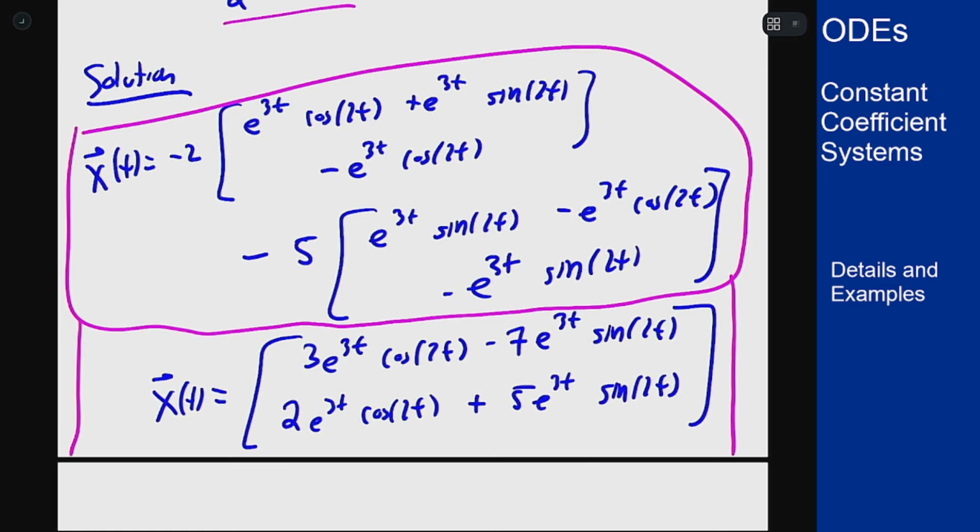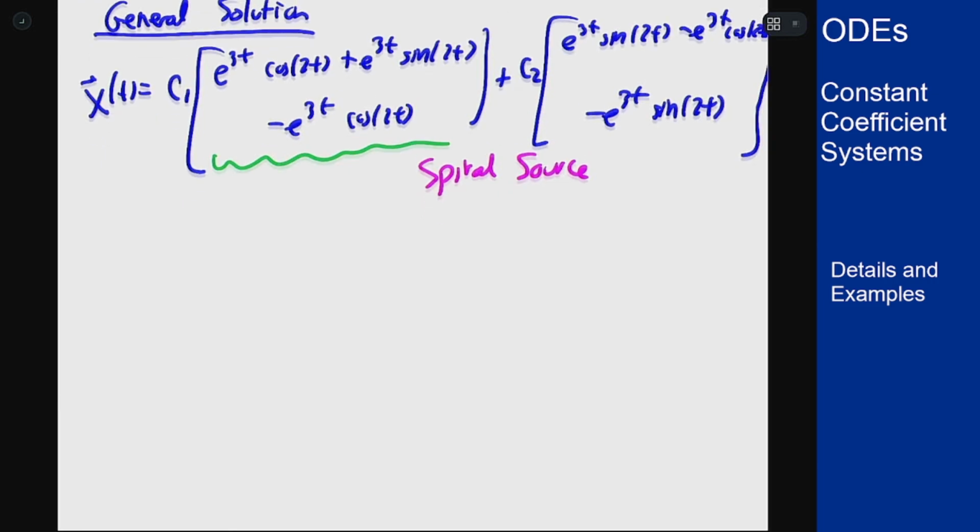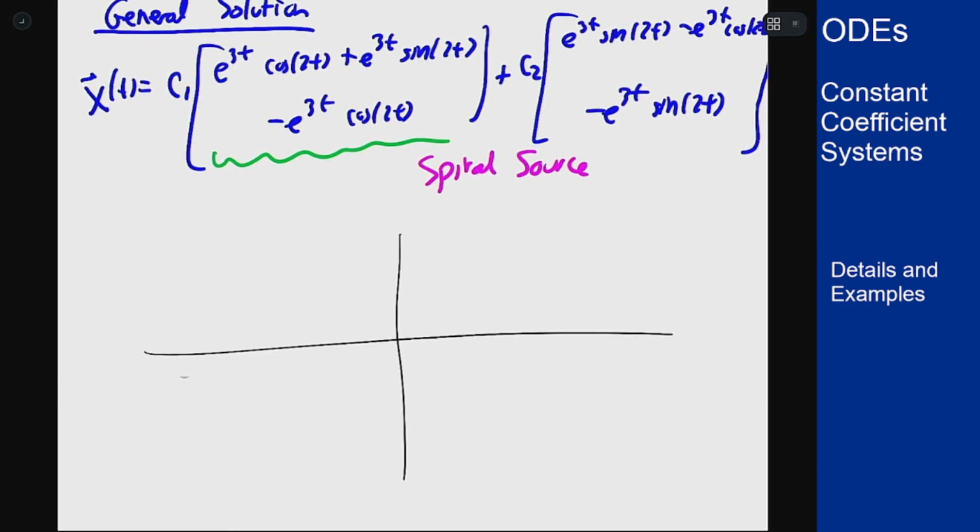Now, as a last point, let's sketch the phase portrait here. So here's our general solution. It's going to be a spiral source, we know that. So let's look at this to see if we're spiraling clockwise or counterclockwise. So let's draw on some axes. At t equals 0, the solution here is at 1 comma minus 1, which is 1 in the x and minus 1 in the y, down here.